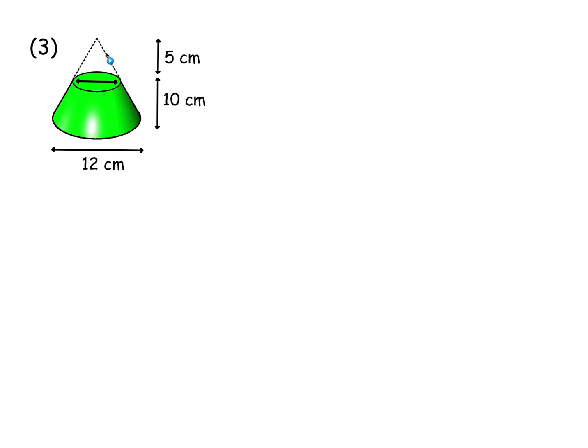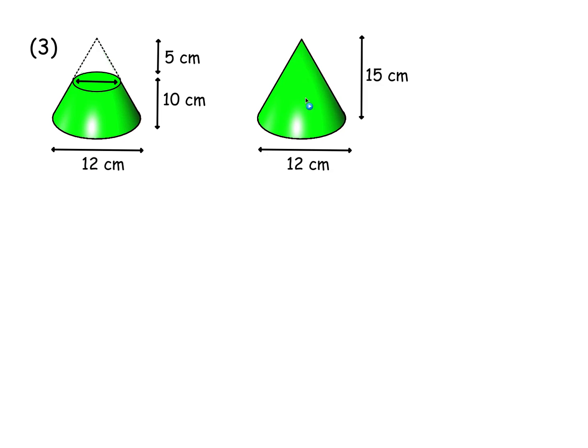The large cone, 15, has been scaled down to be height 5. So it's been scale factor 1/3. So 12, get 1/3 of it is 4. So there's a big cone, 12 by 15. There's a smaller one, its diameter is 4, 1/3 of the 12. 15, 1/3 of it's 5, 12, 1/3 of it's 4. So you simply use V equals 1/3 pi r squared h in each of them.